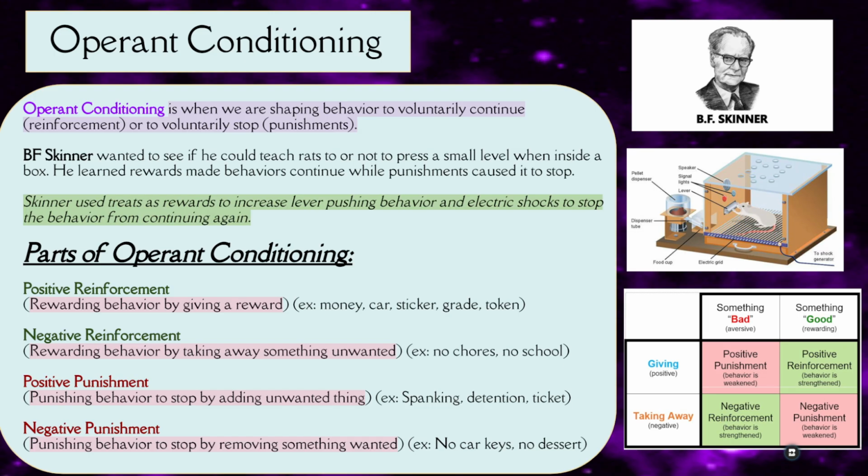Now, operant conditioning, we move on to a different type of conditioning when it comes to behaviorism. Operant conditioning is where we're trying to voluntarily change your behavior, either continuing it with increasing the behavior or decreasing the behavior. And we either give rewards, also called reinforcements, to get that behavior increased, or punishments to lower or stop the behavior. Now, here are the different types.